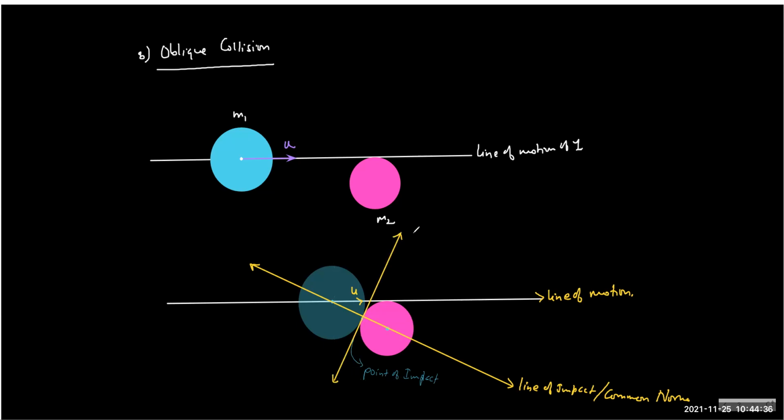And the way to solve questions like this is to resolve the velocity along the common normal and common tangent. Once you resolve the velocity along the common normal, you can treat that component as a one-dimensional collision. So you can just write the conservation of momentum along that common normal direction and then solve, because the common tangent is not the direction in which the impact will have any effect. So you can say the impulsive force along this common tangent is zero.